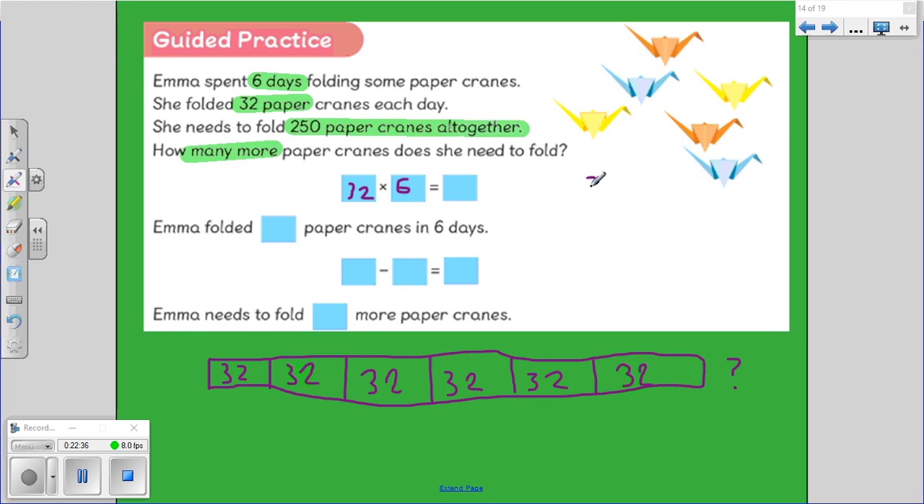Then 32 times 6, so I can put 32 at the top. I've got to times it by 6. So I can do 6 times 2, which is 12. And then I can do 6 times 3, which is 18. And then I add that 1 on to give me 19. So the answer is 192. So that is how many paper cranes Emma managed to fold in those 6 days.